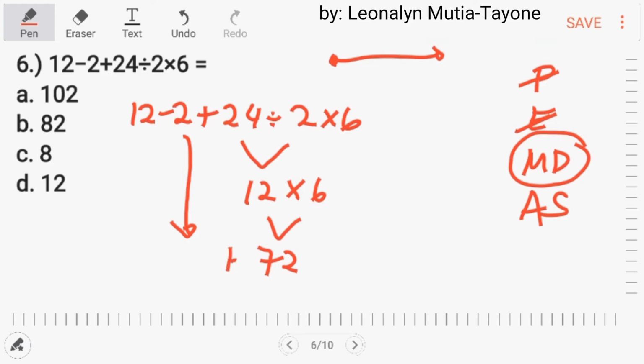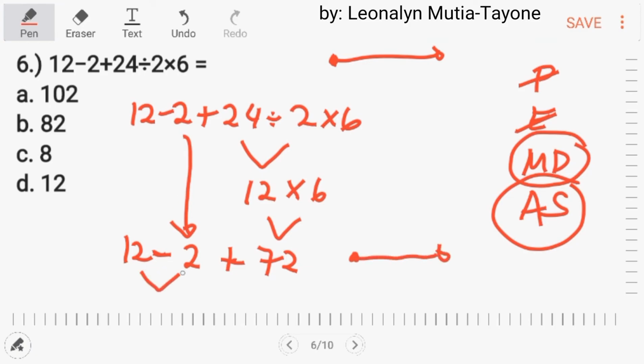Ibaba na lang natin to. That is 12 minus 2. So, ang natira na lang dito ay yung subtraction at saka addition. Sa rule, addition or subtraction, whichever comes first from left to right. Nauna ang subtraction. So, unahin natin yan. 12 minus 2, and that is 10. 10 plus 72 equals 82.